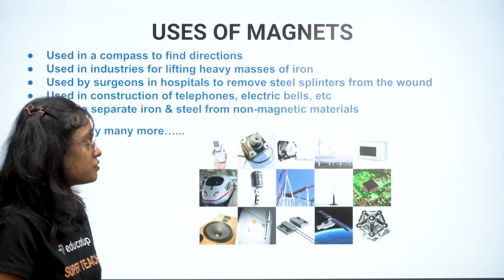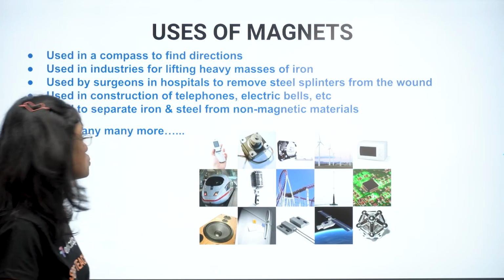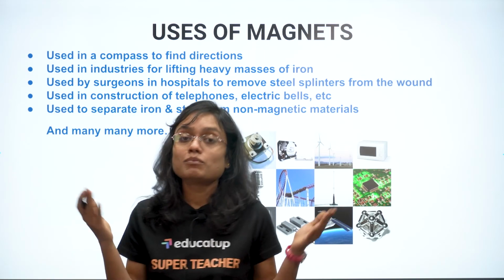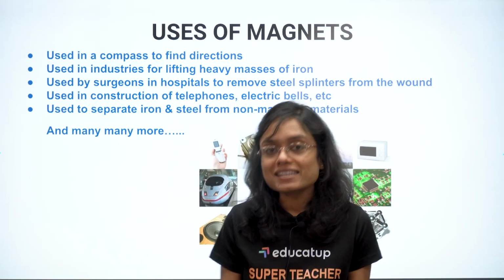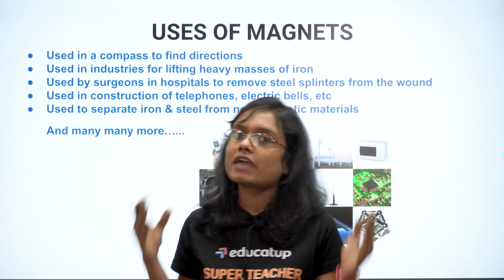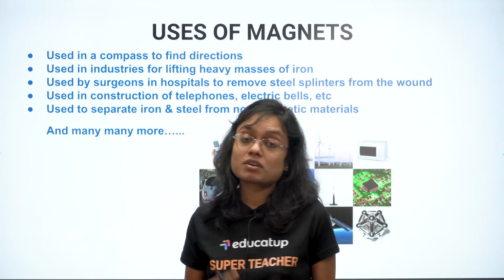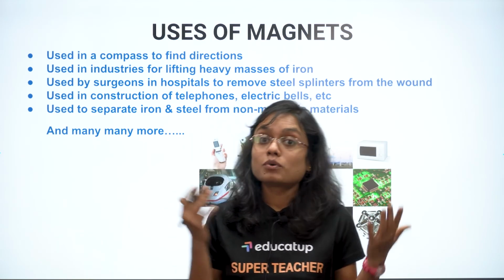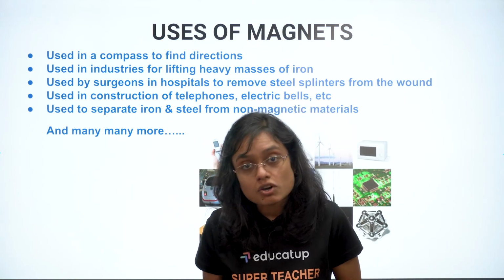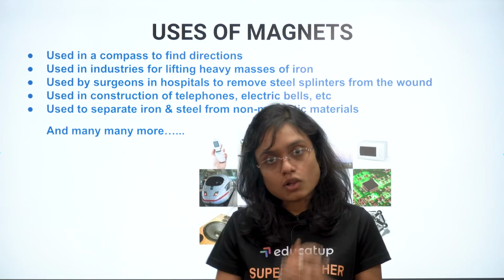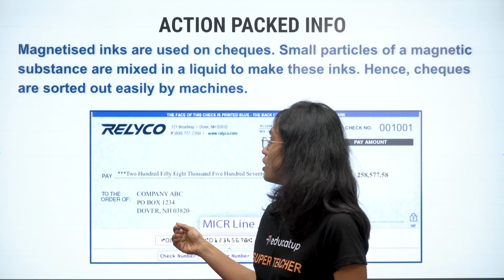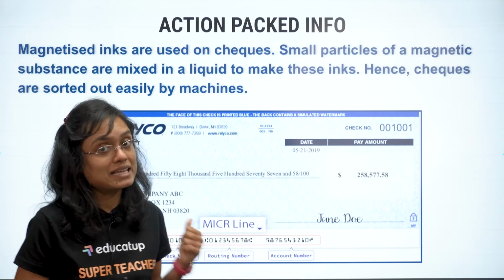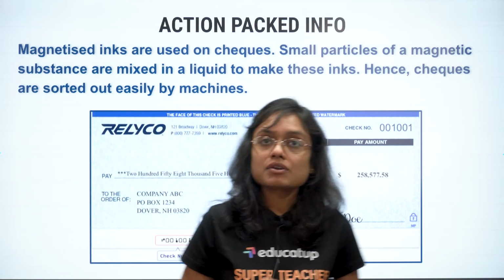Used in construction of telephones, electric bells, etc. Used to separate iron and steel from non-magnetic materials. And many more uses which are unending because magnets are nowadays used in almost every field. They have a wide usage because of their different properties like attractive property, directive property. Then you have seen that poles always exist in pairs. Then repulsion is the sure test of magnetism. So they have a lot of usage and applications. Now, some action-packed info, guys, and trust me, it's very interesting and important. Let's have a look. Magnetized inks are used in checks.